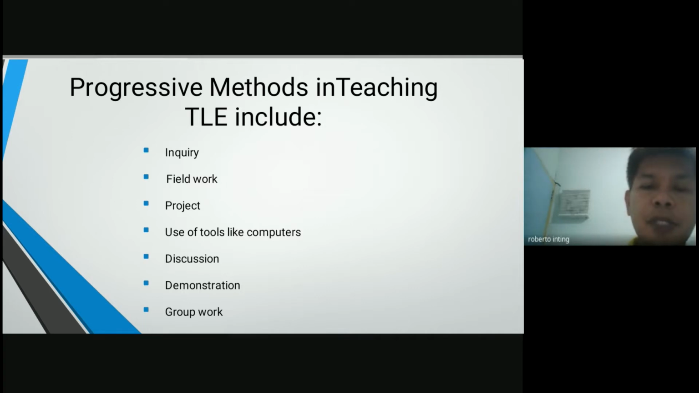The project method is a teacher-facilitated collaborative approach in which students acquire and apply knowledge and skills to define and solve realistic problems using a process of extended inquiry.